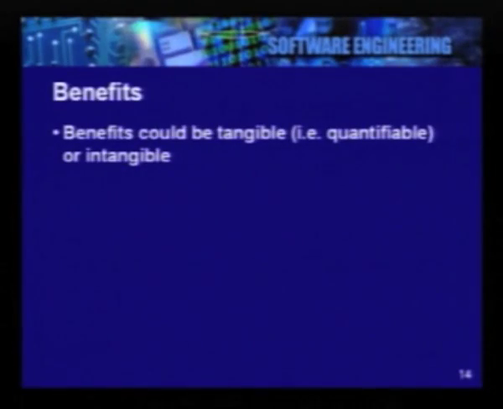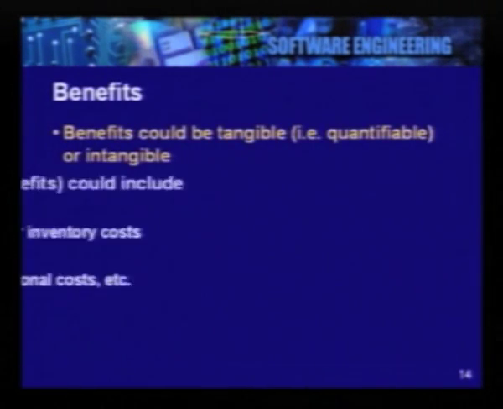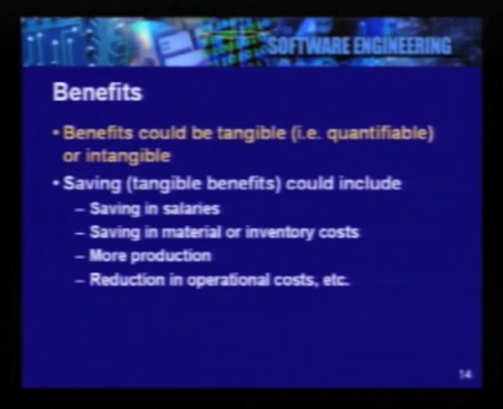What are the different types of benefits? Now benefits may be tangible or intangible. Tangible benefits are those which can be measured. We call them savings also. So savings are tangible benefits which include savings in salaries, savings in inventory cost, or ability to produce more for a given amount of investment, or reduction in operational cost. Basically these are the savings because we can put a rupee value on each of them.